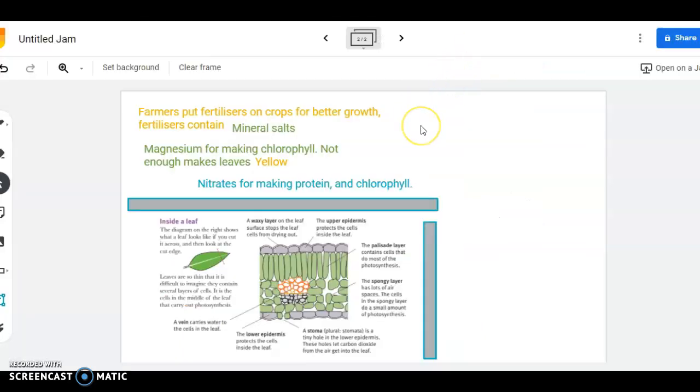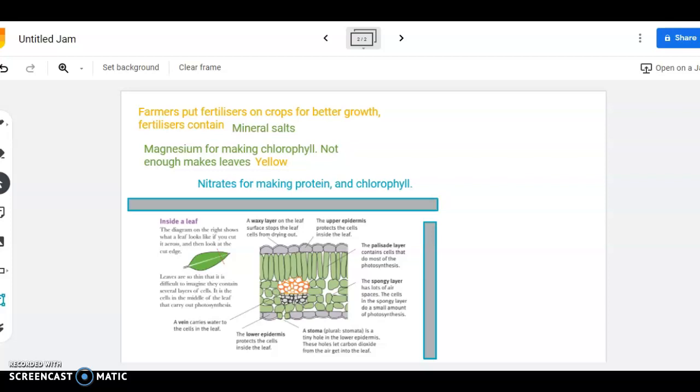And lastly, from your Stage 9 book, I would like to talk about mineral salts. So farmers use fertilizers. These fertilizers contain mineral salts, and mineral salts help the crops in different ways. Magnesium helps plants make chlorophyll, therefore the leaves will not be yellow. And nitrates are added to help plants make protein, and they also help make chlorophyll.